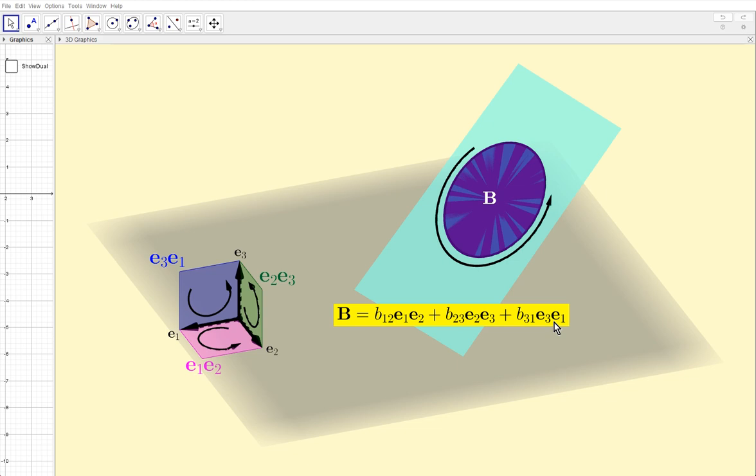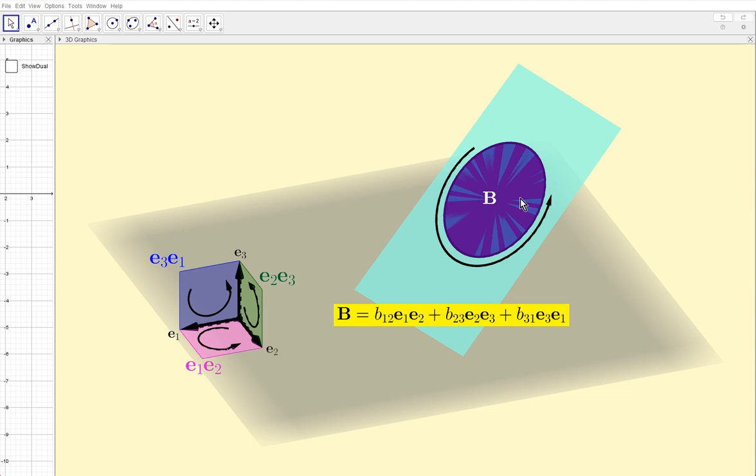And the subject of this video is how to use GeoGebra to identify the components of a bivector. What do I mean by that term? Well, there are times when we want to express a given bivector as a linear combination of the unit bivectors, and I'm working here in Geometric Algebra dimension 3.